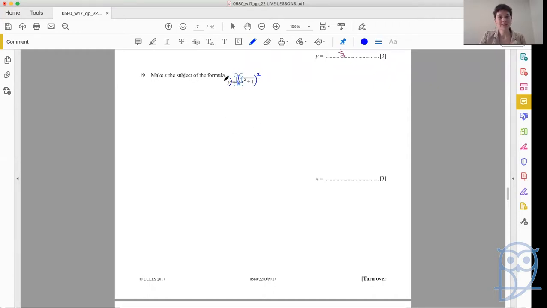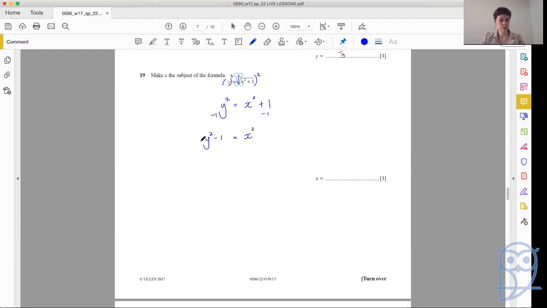Do it to one side, do it to the other. So we have y squared equals x squared plus 1. Well, we don't want a 1 with an x squared because we want that x on its own. So next thing is to move that 1 over. So if we minus 1 from this side, we minus 1 from this side. So we get x squared equals y squared minus 1.